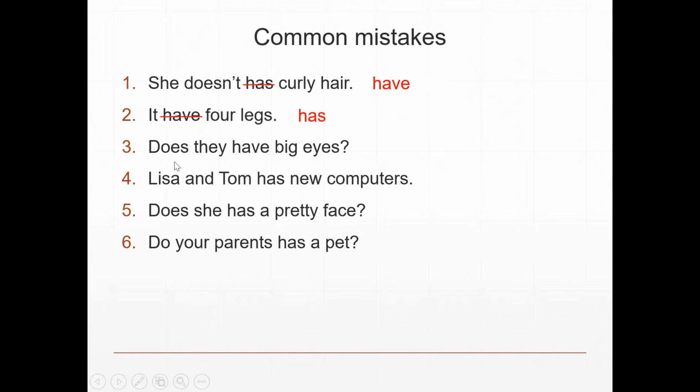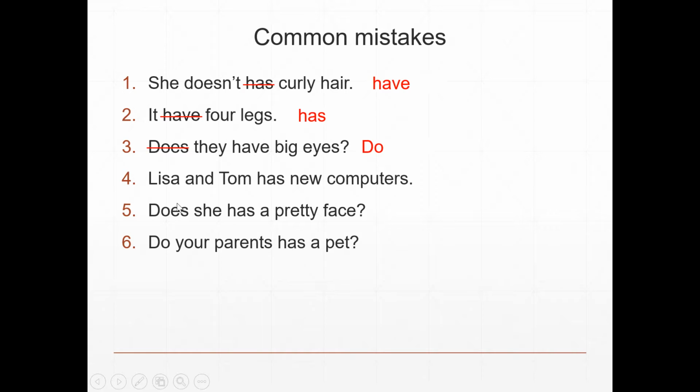Number 3, does they have big eyes? Look at this question. Can you find the error? Do we use does with they? No. With the subject pronoun they, we use the auxiliary verb do. Do they, not does they. So does is the error, we change it to do.